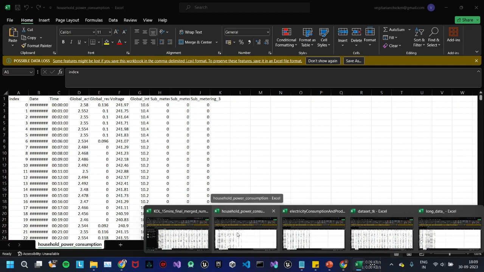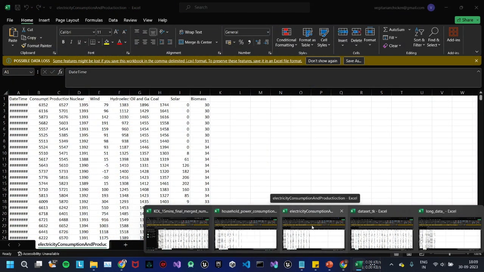And the second data is going to be the household power consumption, which is just used to test what various other parameters and features are being used apart from just a simple global active power. And the electricity consumption data is just going to help us understand the consumption of electricity in various other fields or sectors like nuclear, wind, hydroelectricity, oil, gas, coal, and petroleum.